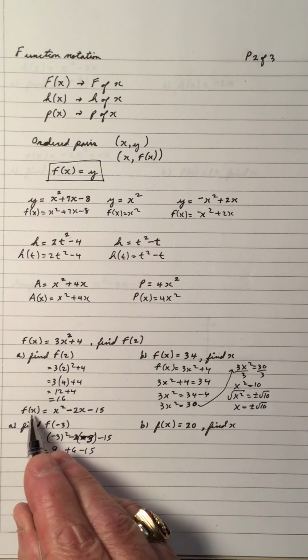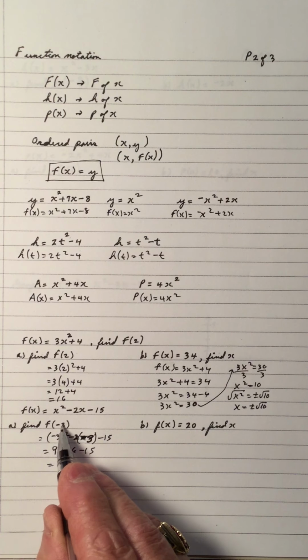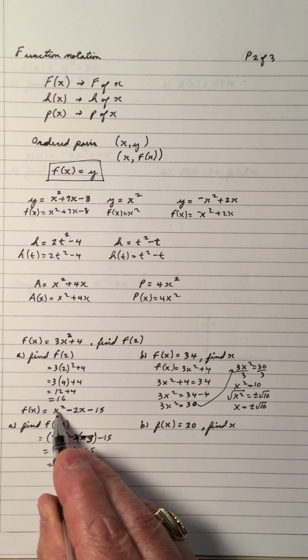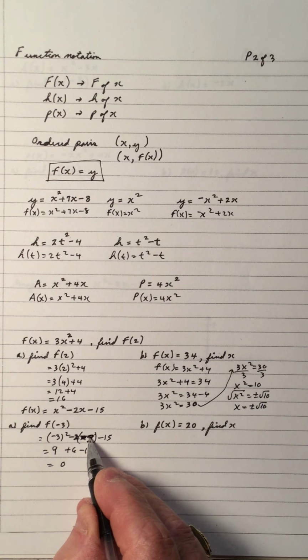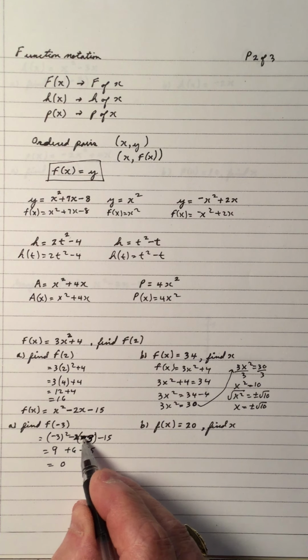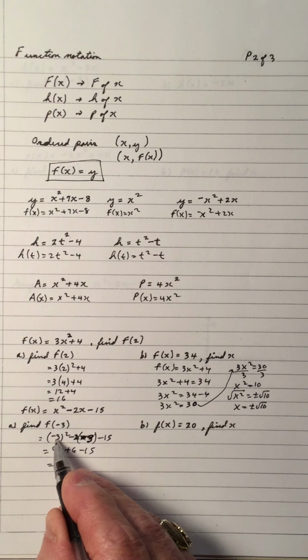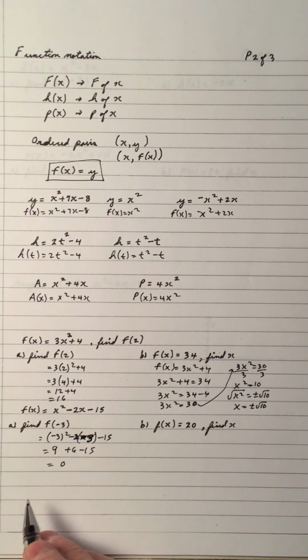Again, the f of negative 3: negative 3 went in place of x. And sorry about a little confusion here, but negative 2 times negative 3 is 6. Negative 3 squared is 9, so the answer is 0.